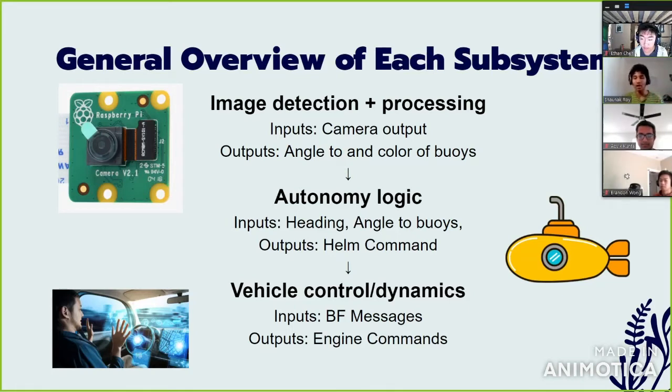This is like our vehicle control in the AUV, which takes in Bluefin messages from the autonomy logic functions and then changes the rudder angles or engine speeds to actually control the hardware. These are like our legs that actually do the walking that the brain wants us to do.